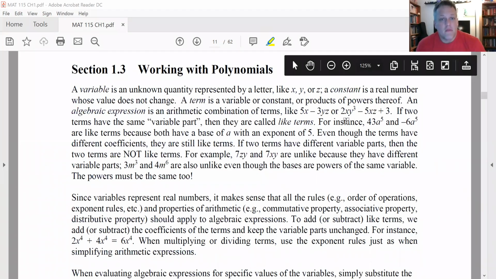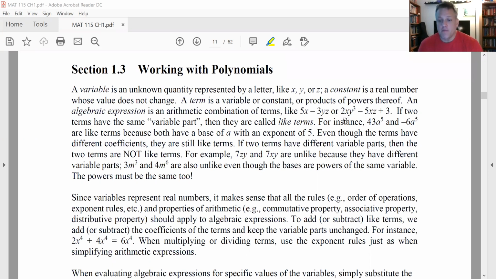Okay, so in this section, we're going to talk about polynomials. Right? How do you add, subtract, multiply, divide them? How do you factor them? How do you evaluate them at particular values of x? All right, and so I'm assuming from high school you know what a variable is, what a constant is.